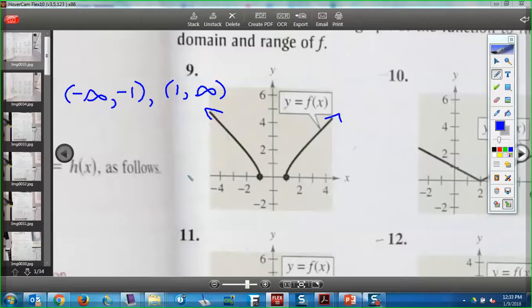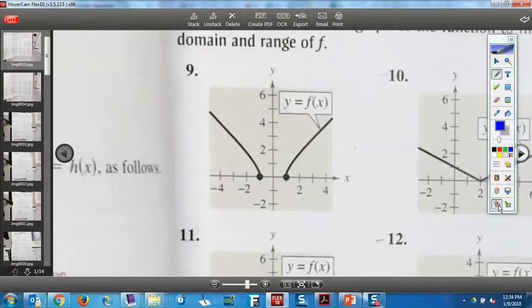Now, I did something wrong there. I need brackets because we're including the negative 1 and the 1. So I should have brackets there. What about the range? Y is greater than or equal to 0. I'm okay if you say y is greater than or equal to 0, or f of x is greater than or equal to 0, but you could also write it in interval notation, because the y values hit 0 and go up to infinity. Okay, so just some things like that.